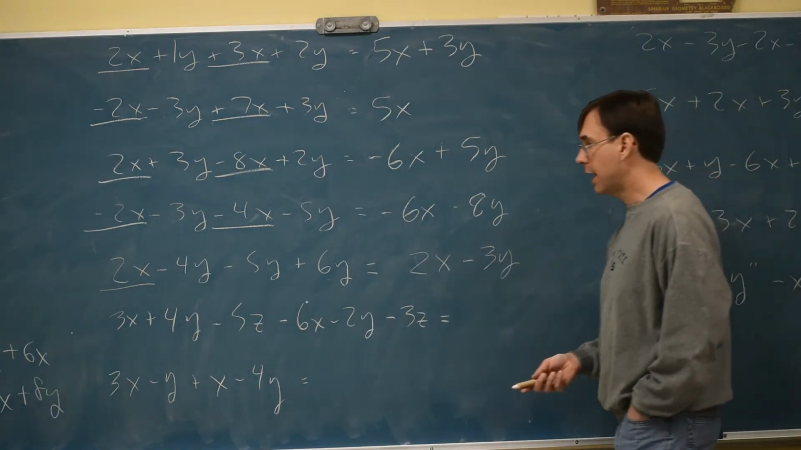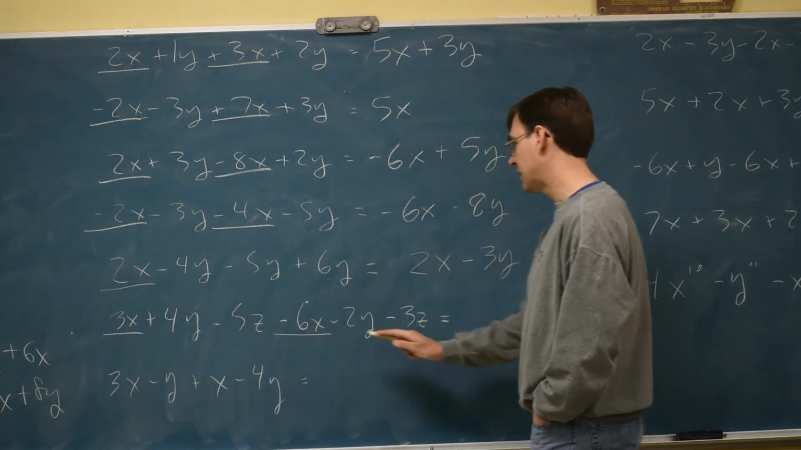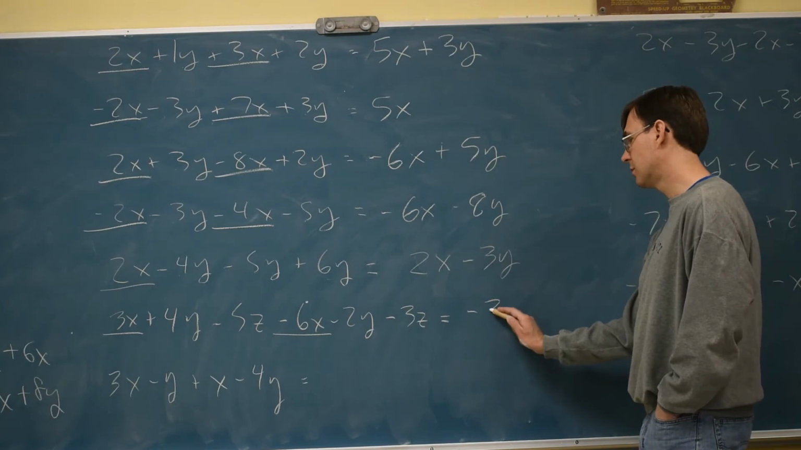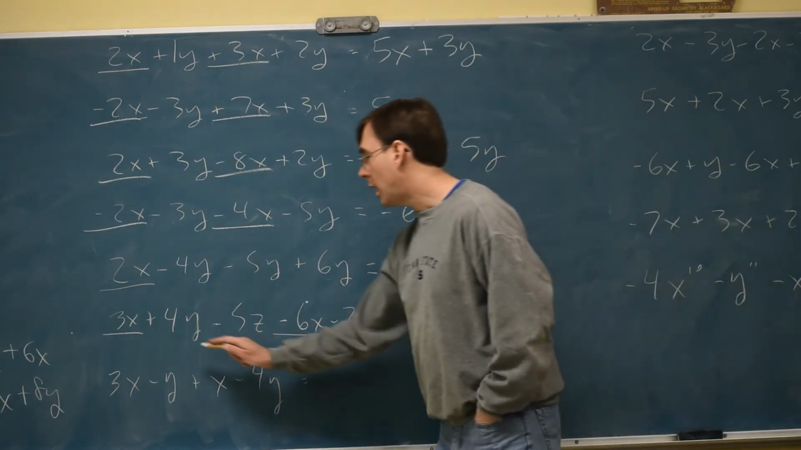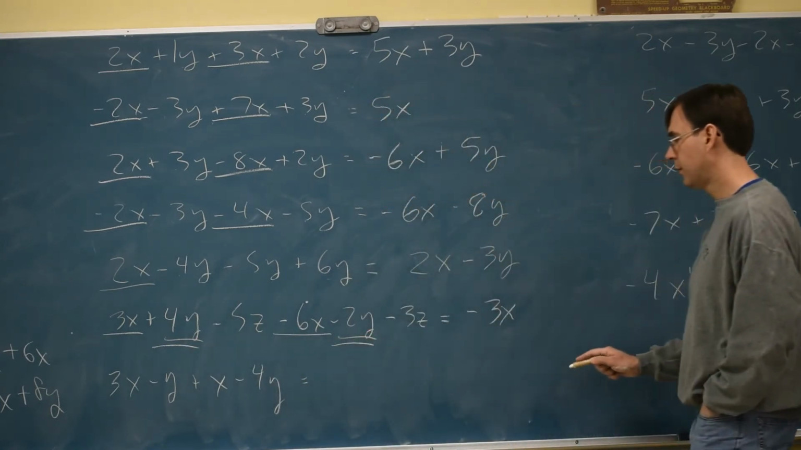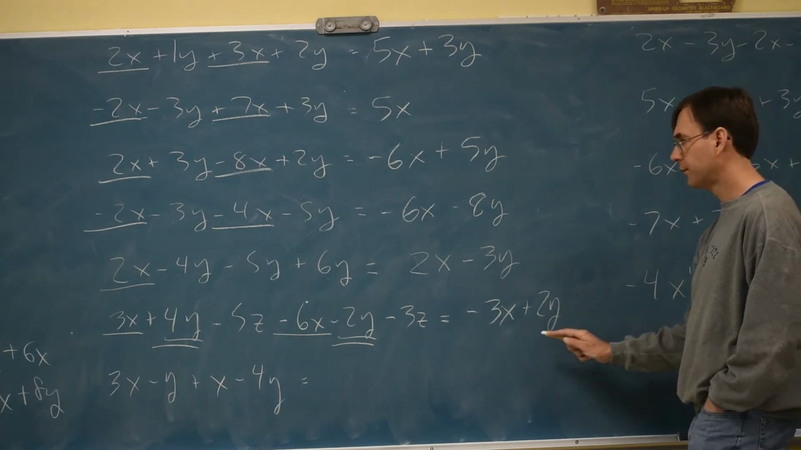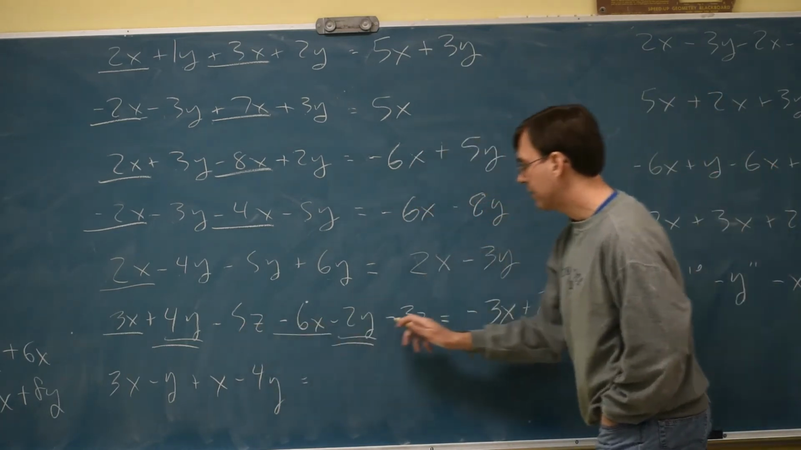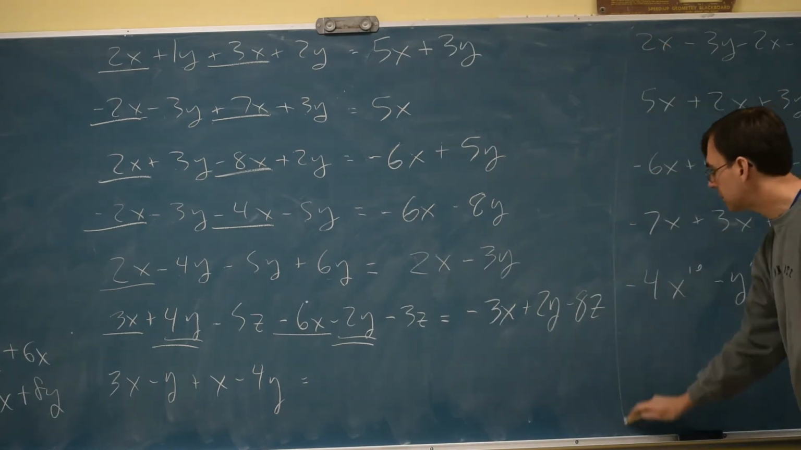Then I went to 3 letters. So x's, there's 3's, and there's negative 6's. So that's a negative 3 when we add. For the y's, there's positive 4, negative 2. When they're different, we subtract, so that's 2y. z's, -5 and -3 is -8 for the z's.